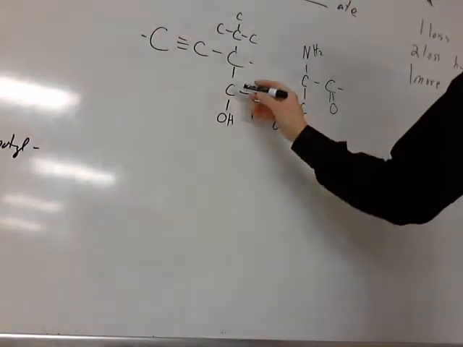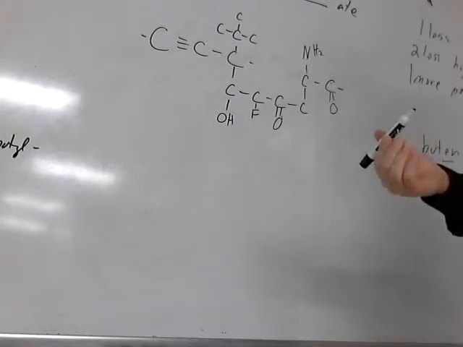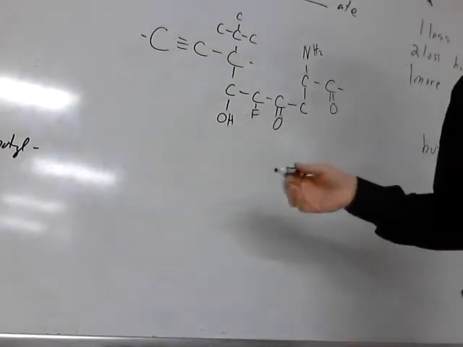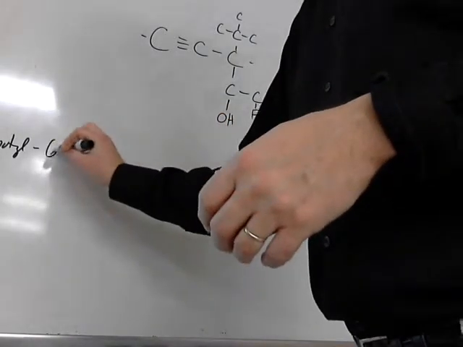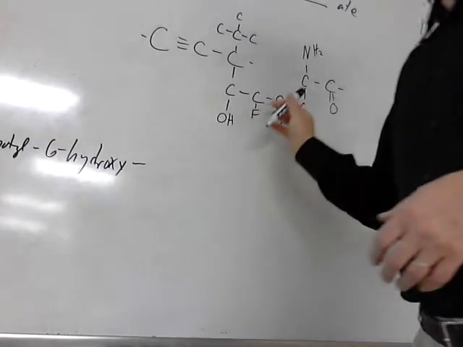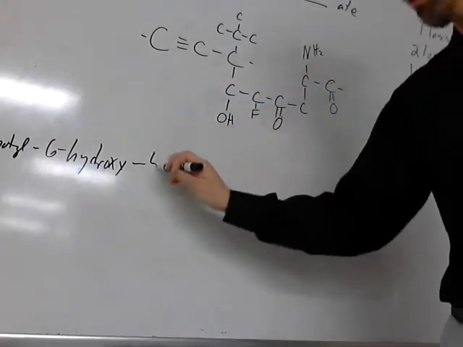Okay. 6, what would that be? If he's an OH, if he's the highest priority, it'd be OL as an ending, you know, propanol, butanol. But because he's not the highest priority, I call him what? 6-hydroxy. Okay. 5, is that the 5th one? 1, 2, 3, 4, 5 fluoro.